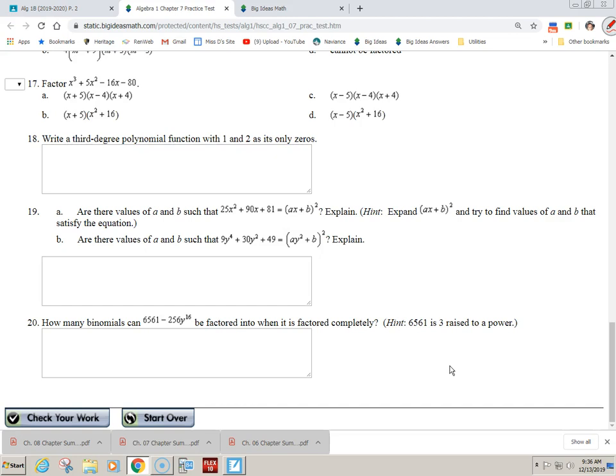They're telling us that 6,561 is 3 raised to a power, aka this guy can go down to so many 3s. This guy can go down to so many 2s. Isaiah, let me show you just this real quick.